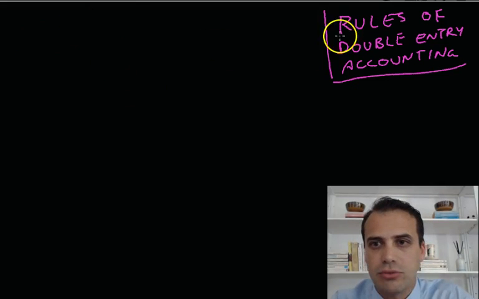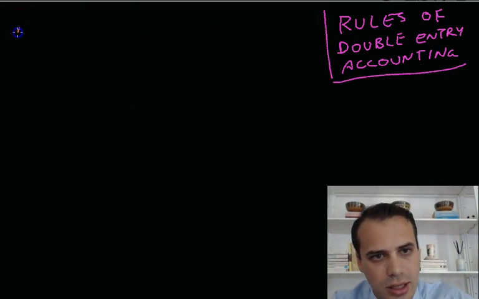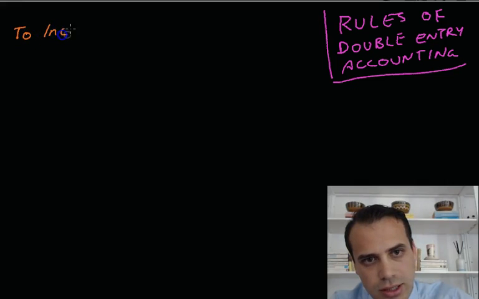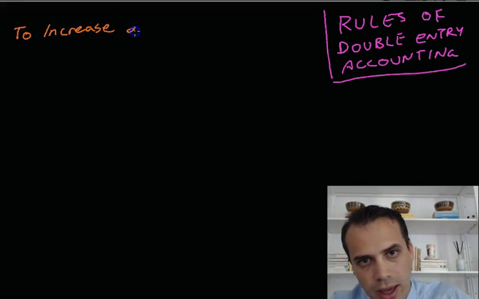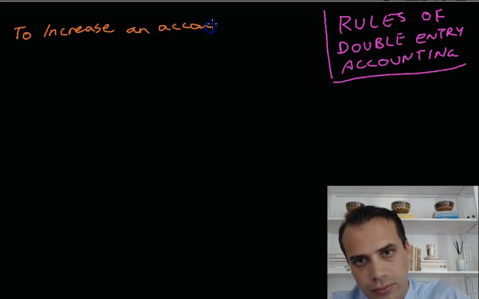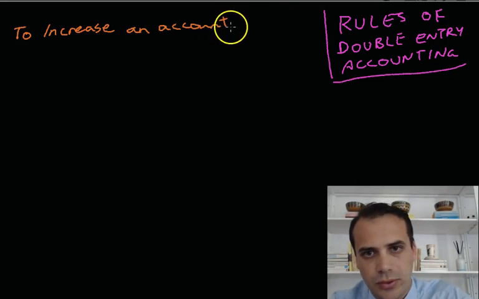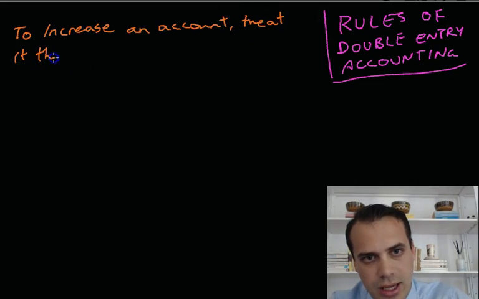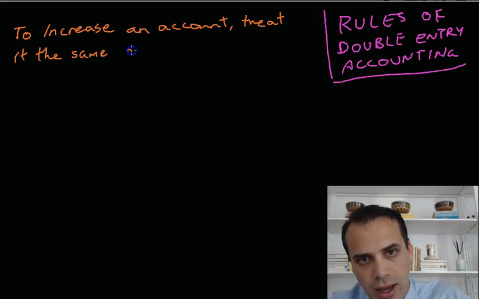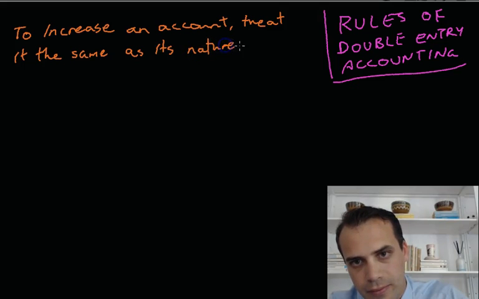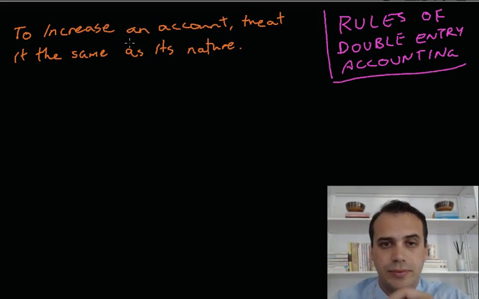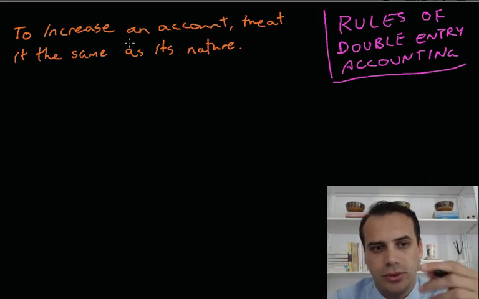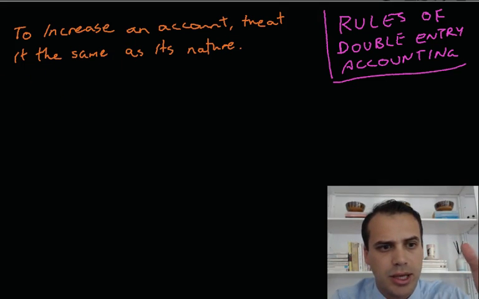All right, so our basic rule for double entry accounting is to increase an account, treat it the same as its nature. That's it. To increase an account, treat it the same as its nature. Alright, that might sound a bit weird. Let me explain a little bit.